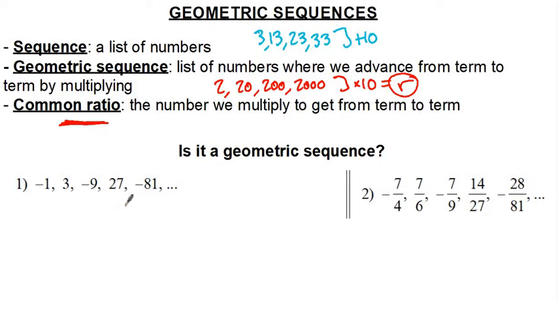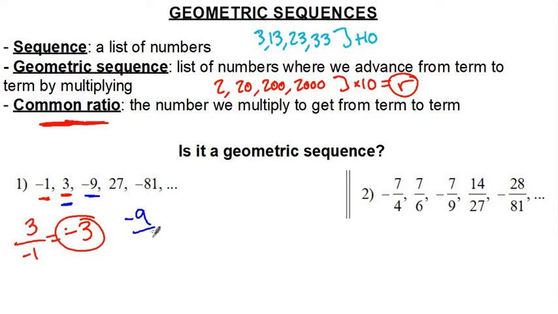So here's how you can find the common ratio. Just take a number and divide it by the number right before. So 3 divided by -1 is -3. It's called the common ratio because it must be the same each time. So if we ever get something besides -3, it's not going to work.